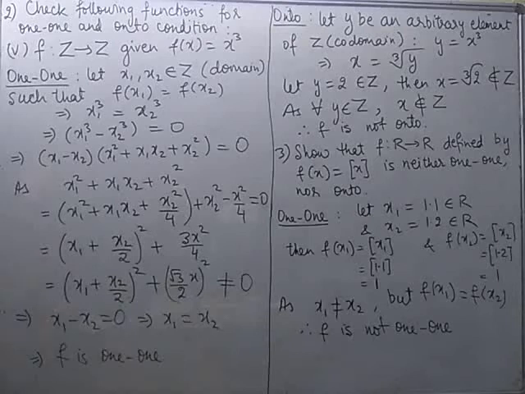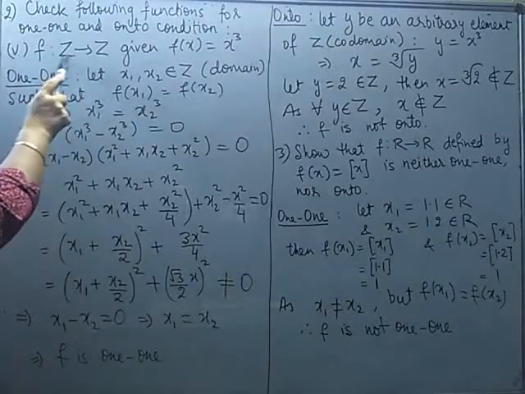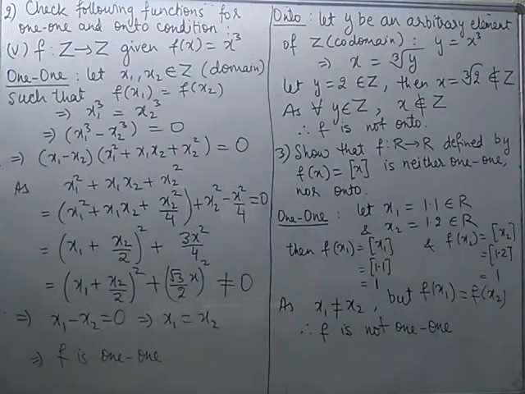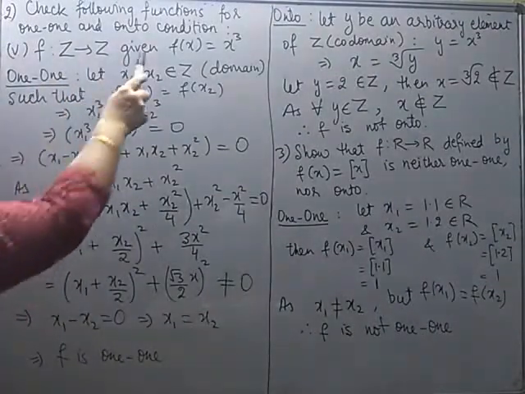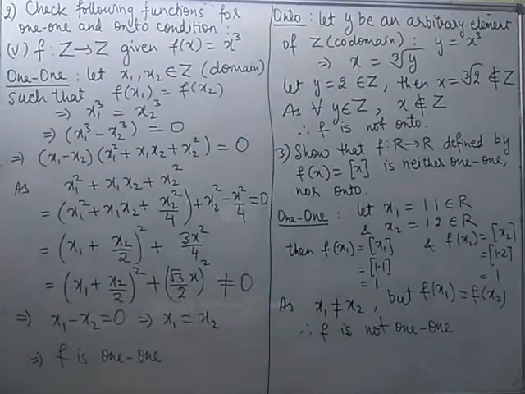A few more examples from question 1 and 2 on one-one and onto functions. See the fifth part of question number 2. Again, the function f is from integers to integers, so the domain as well as the codomain denote the set of integers. But the function is now defined as f(x) equals x cube. We will quickly see whether it is one-one and onto or not.